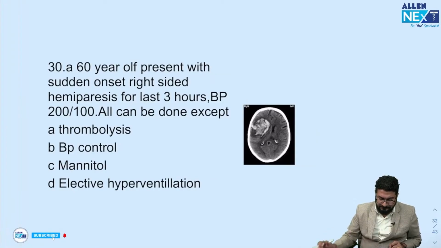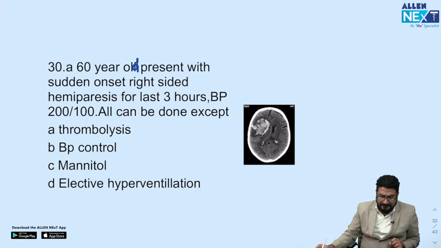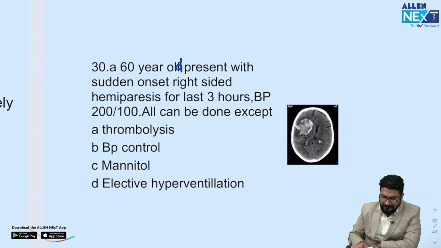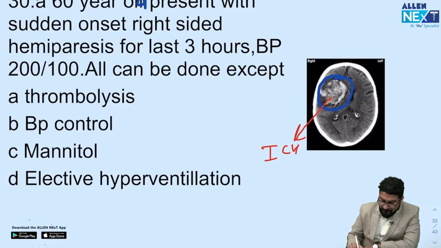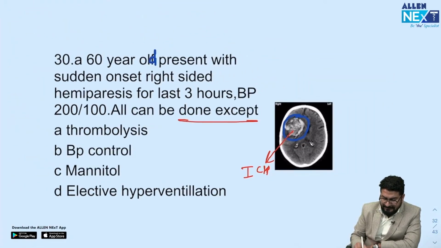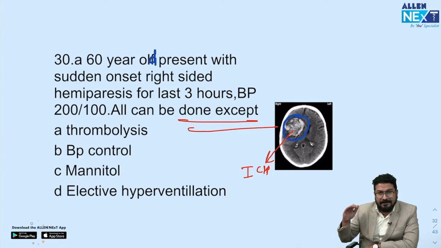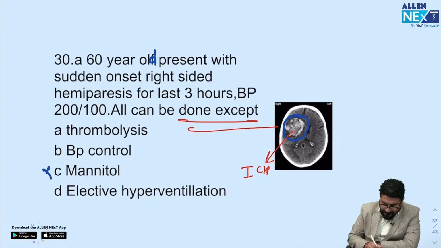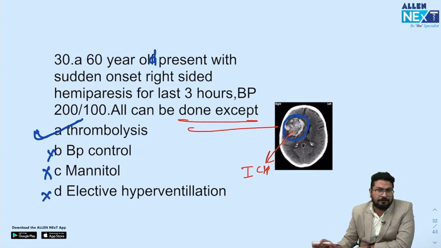Cobweb CSF. Okay, coming to the next, a 60-year-old presents with sudden onset right-sided hemiparesis, BP is 200. All can be done except. You can see this CT was given, and you can clearly see a bleed. So it's a case of ICH. In ICH, they're asking what you will not do. Can we do hyperventilation? Yes, we may. Can we give mannitol? Mannitol will decrease the intracerebral pressure, so that also we can use. BP control also we can do. Thrombolysis is absolutely contraindicated because the patient is already having bleeding. It's a case of hemorrhagic stroke, and in that case you will never do thrombolysis. Very, very important.